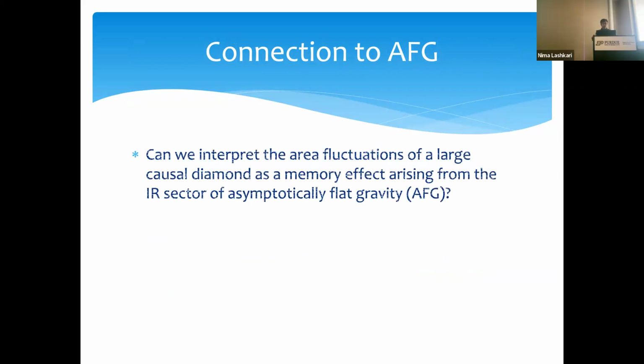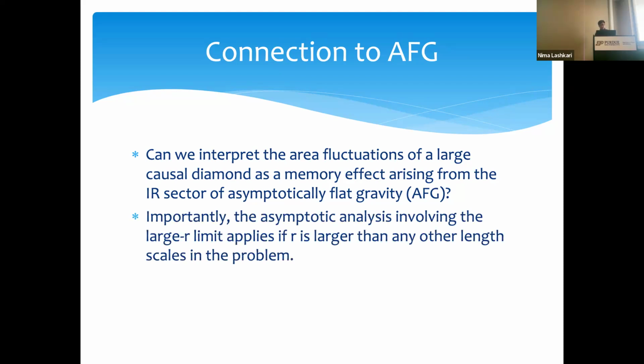Now, the question we want to ask is, can we interpret these area fluctuations of a large causal diamond as corresponding to a memory effect arising from the infrared sector of asymptotically flat gravity? The reason we're going to do this is because it's often much easier to work with asymptotically flat gravity. There we know the soft graviton theorem, and everything is under very good control due to progress made in the last 10, 15 years.